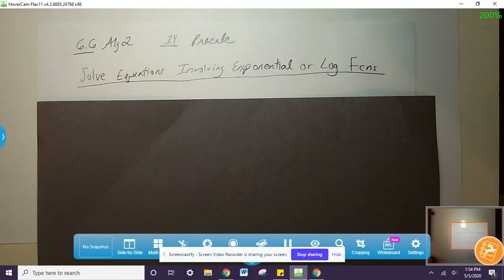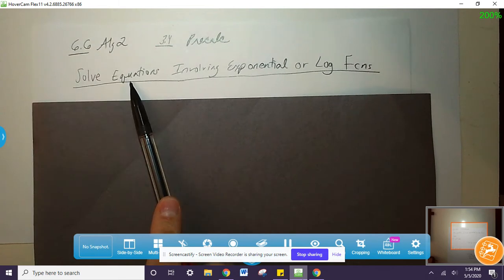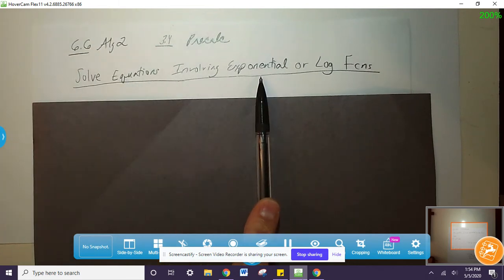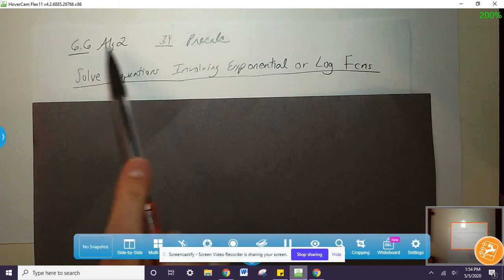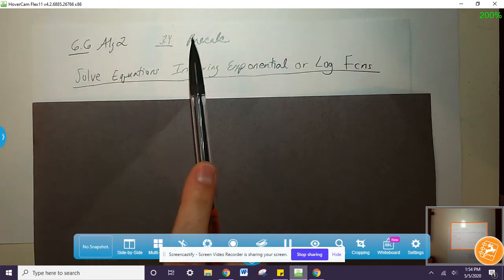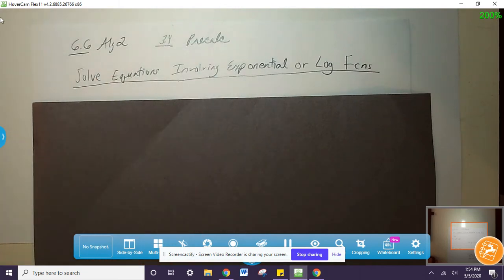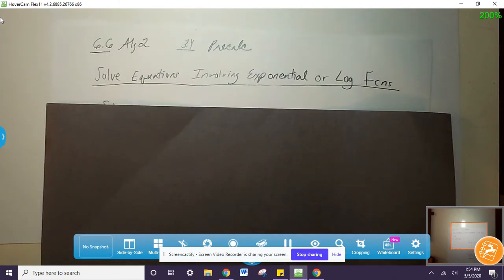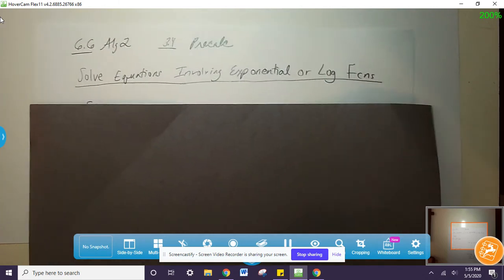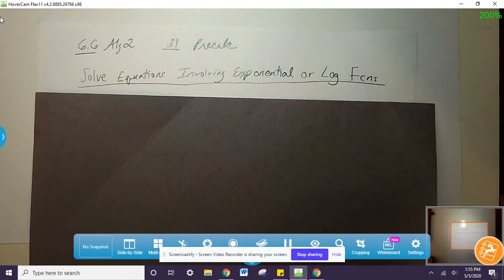Today we are going to be solving equations involving exponential or logarithmic functions. So if you're in Algebra 2, this is section 6.6 in your textbook. For pre-calculus, this is section 3.4. So we're going to start off with some kind of warm-up examples, and then they're going to get more involved as we go through today's lesson.